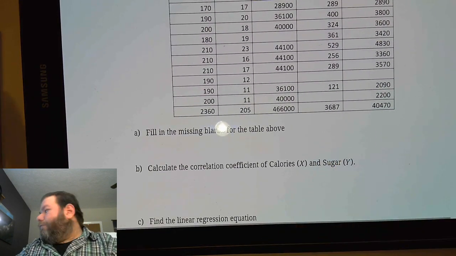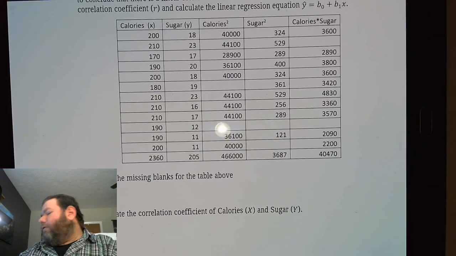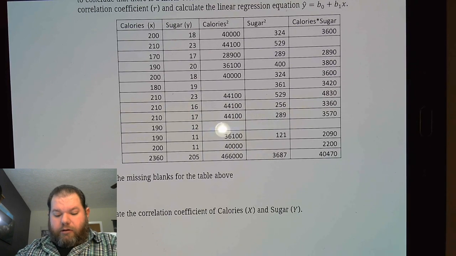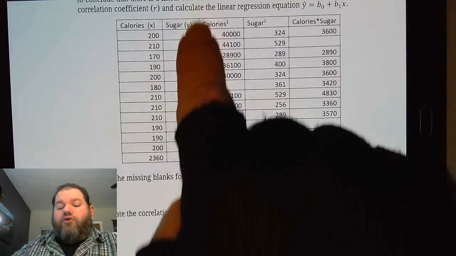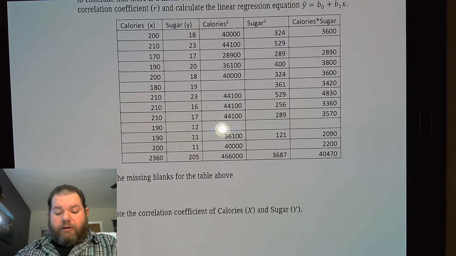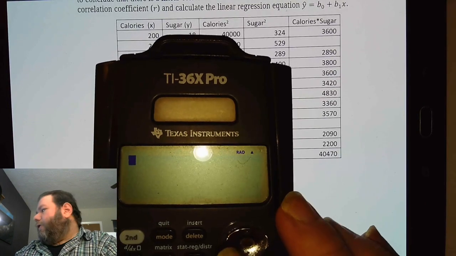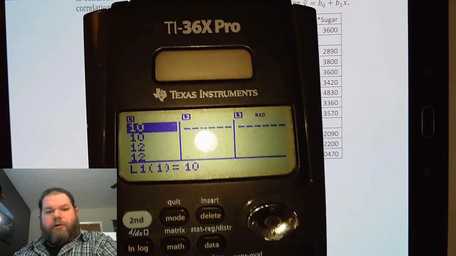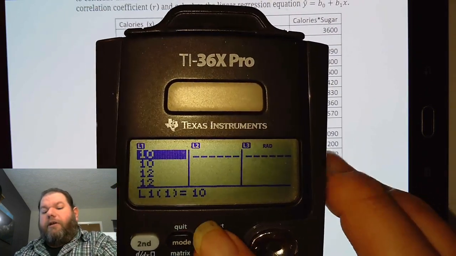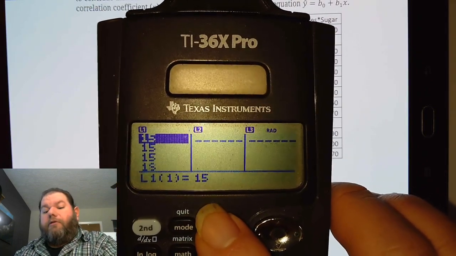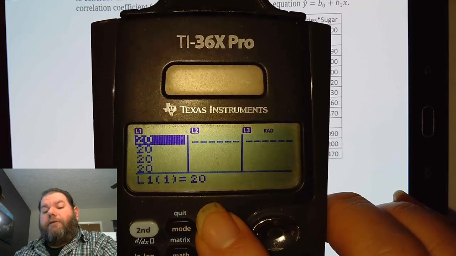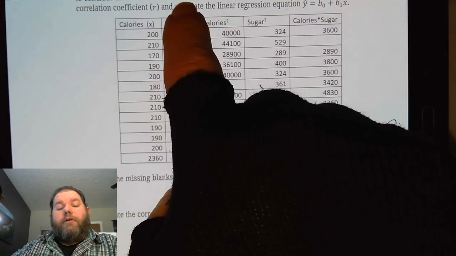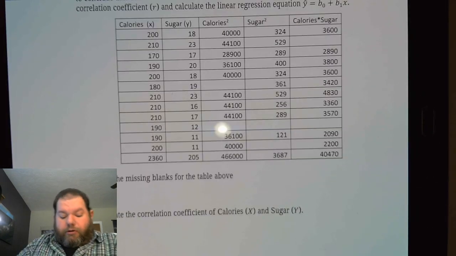Now, on our calculators, this is where it gets a little tricky. We have to enter calories and sugar in two different columns. So on the 36, for instance, we press data. We bring up our two lists. I'm going to go ahead and clear out this first one. Just delete every value here. So in column 1, I'm going to put calories. And in column 2, I'm going to put sugar.